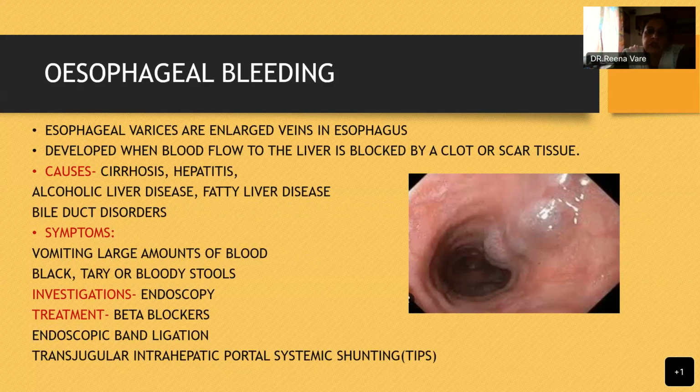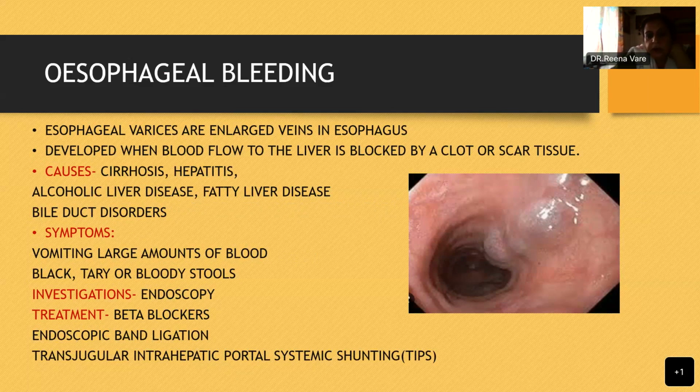Okay, esophageal bleeding, a very common thing. It is esophageal varices. They are enlarged veins which are present in the esophagus. Usually they develop when the blood flow to the liver is blocked by a clot or scar tissue. So the basic cause is cirrhosis, usually due to excessive alcohol ingestion. So causes will be cirrhosis, hepatitis, alcoholic liver disease, fatty liver disease, and bile duct disorders.